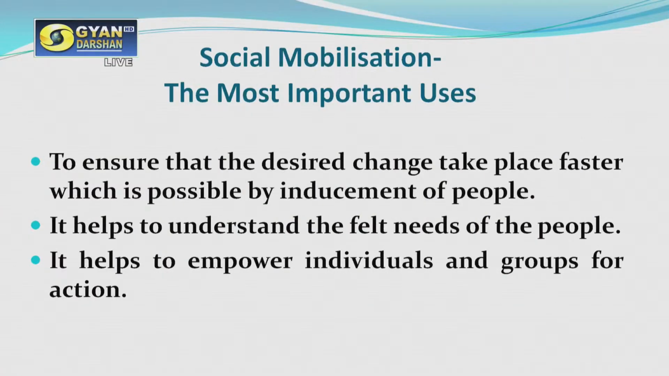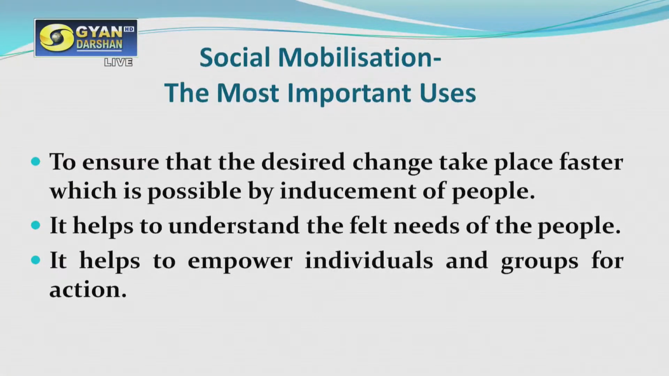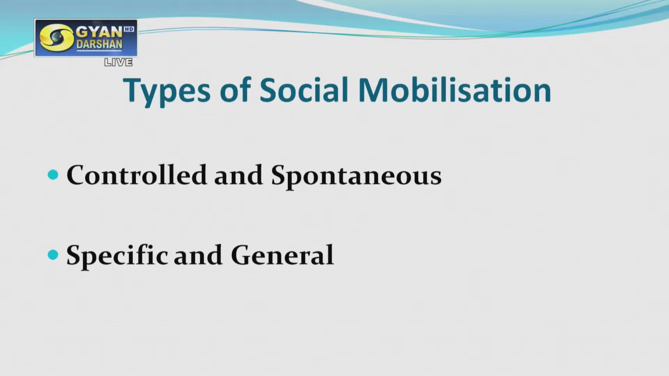You want them to change their behavior faster, which is possible by enlightenment of the people or including the people, because once you have taught them, they try to discuss with each other and try to have their own ways and means to learn the things from each other also, and that makes them learn the things faster. So it helps to understand the felt need of the people and also helps to empower individuals and the group for action. So now we will come to the types of social mobilization skills.